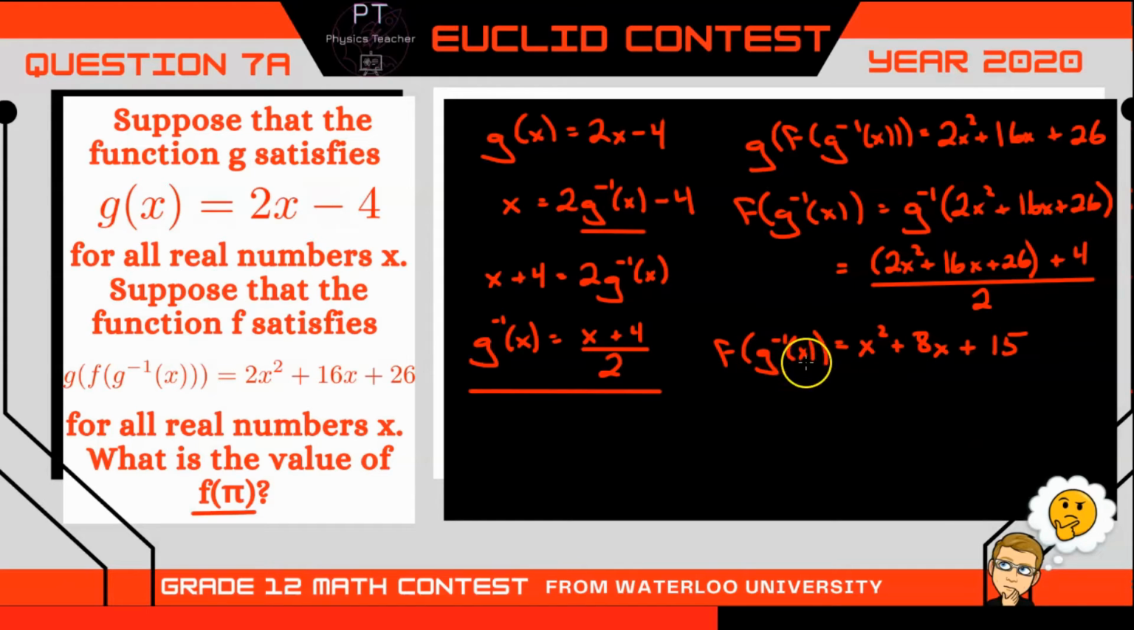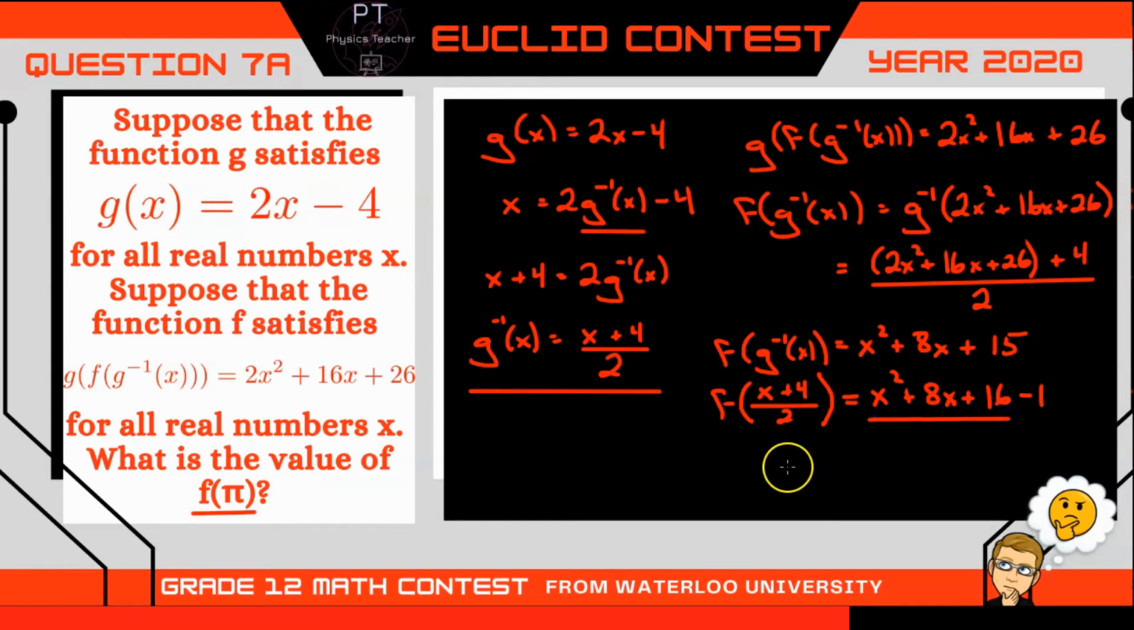Alright, now I know that the inverse of x is x plus 4 over 2. So what I want to find then is f at x plus 4 all divided by 2. And that is going to still all equal x squared plus 8x plus 15. However, what I'm going to do here is I'm going to change 15 into 16 minus 1. And I'm going to do that because then I recognize that this is a perfect square.